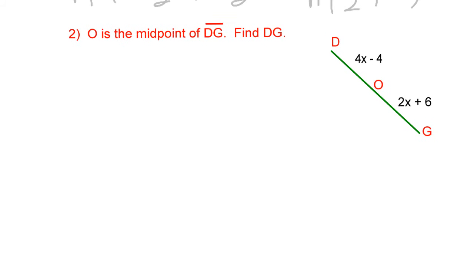Now let's look at the second example. O is the midpoint of segment DG. Okay, so if O is the midpoint, it means that segment DO is congruent to segment OG. Okay, DO is congruent to segment OG.